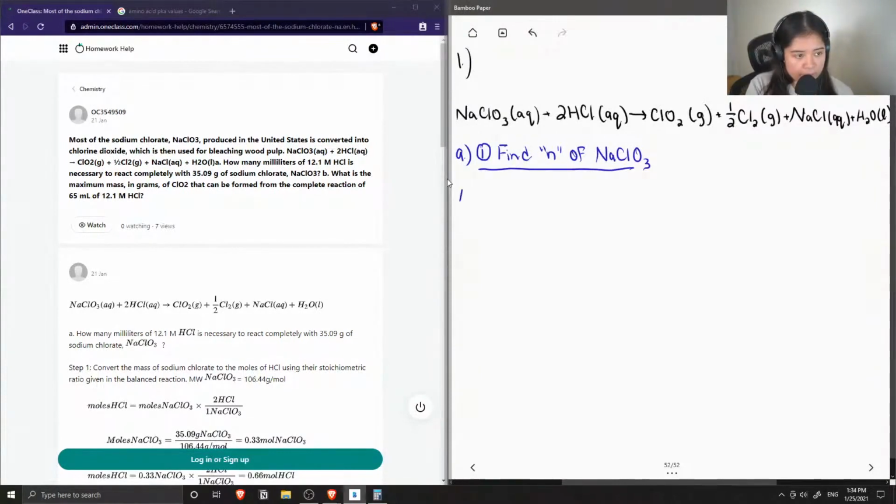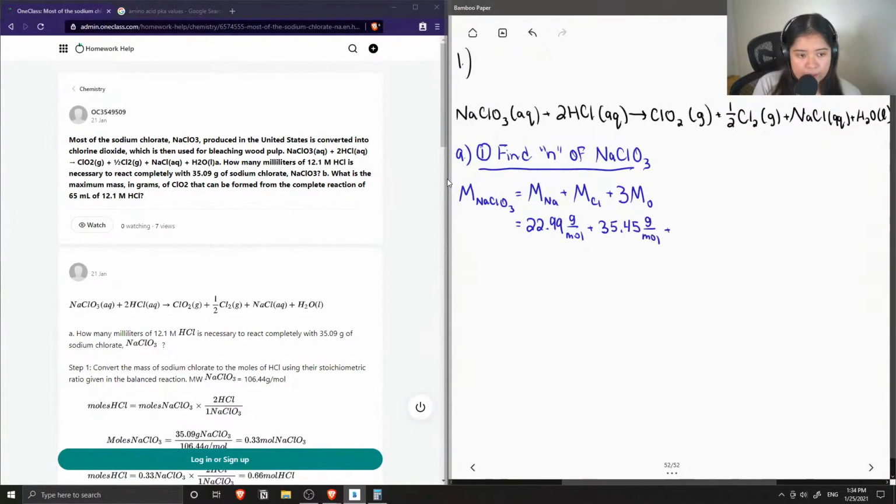So first let's calculate the molar mass of sodium chlorate. And we know that it's going to be the molar mass of sodium plus the molar mass of chlorine plus 3 times the molar mass of oxygen. Okay, so these are just values that you would find on your periodic table. For sodium, it's 22.99 grams per mole. Chlorine is 35.45 grams per mole. And finally, oxygen's is around 16 grams per mole. So now if we sum these all up, we get a final molar mass of 106.44 grams per mole.